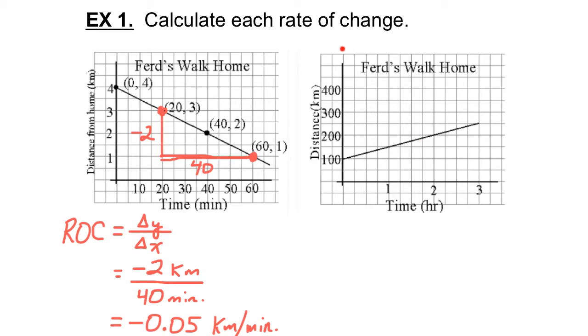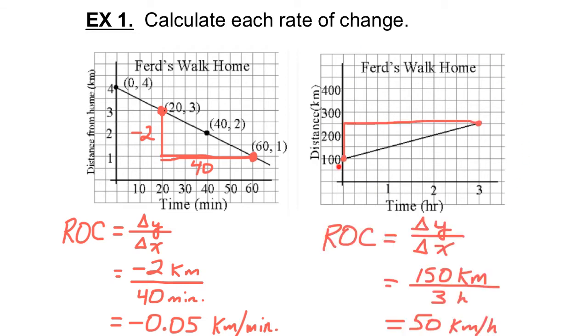So why don't you pause the video and try this one on your own. Try to find the rate of change. So with this one, rate of change is rise over run. So the rise, he's going up 150 kilometers in 3 hours, which ends up being 50 kilometers per hour. So I don't know about this, but he's walking really fast.